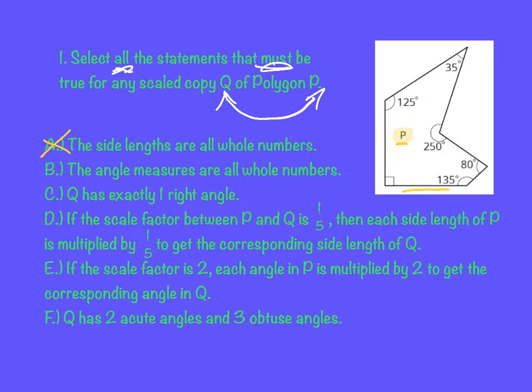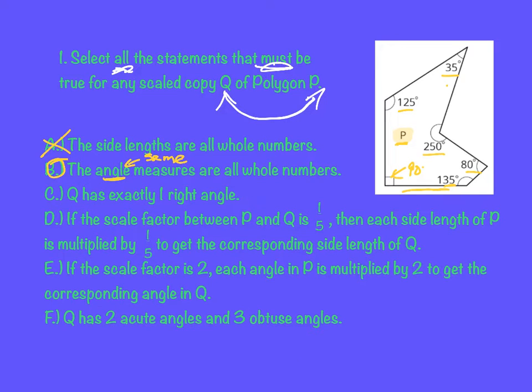The angle measures are all whole numbers. Well, we know that the angles never change. They're always the same. And since the angles are always the same, regardless of the size of the scale copy, and we look at all these, these are all whole numbers right here. Even though it doesn't give us this one, we of course know that that's 90 degrees. So therefore, because the original P has all whole numbers for angle measures, B has to as well.